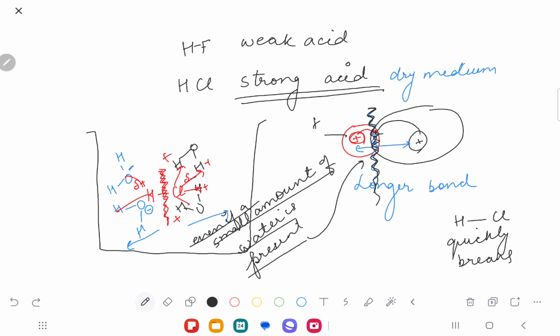So it releases a lot of H plus. And because it releases a lot of H plus on breaking, it is a strong acid. So in 90% of cases, if you find some acid releasing a lot of H plus, the reason behind that is that the acid is definitely going to have a weaker bond. And when that bond quickly breaks in the presence of a little bit of water, I hope that if that is happening, you will call that acid a strong acid.